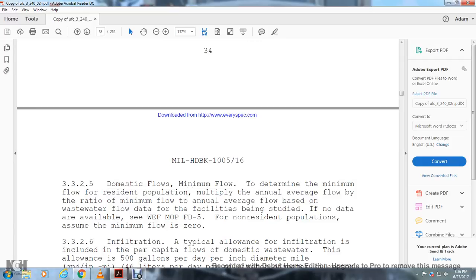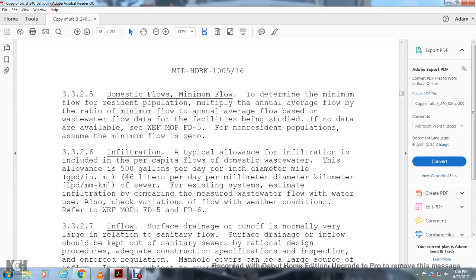All right, 3325, domestic flow, minimum flow. Determine the minimum flow of the residential population as a multiple of the annual average flow, that is, the ratio of minimum flow to annual average flow, based on the wastewater flow data of the facility being studied. If no data is available, use the Water Environment Federation MOP FD5, with the non-residential population, to assume the minimum flow.